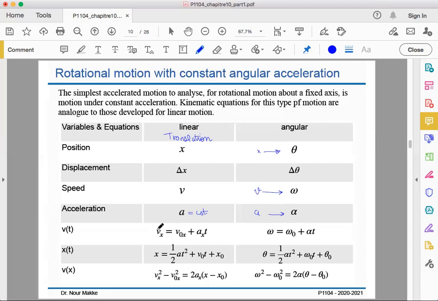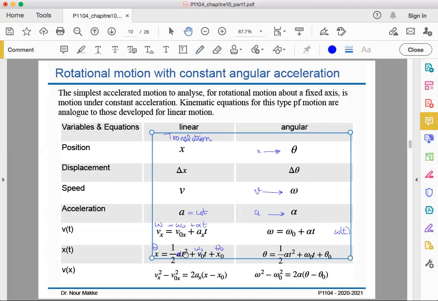So what do we get? Instead of v we put omega, so omega is equal to omega 0 plus, instead of a we put alpha, so we end up with alpha t. This is the equation for the speed as a function of time, omega as a function of time. For the next equation we do the same: instead of x we have theta, so we end up with theta equals half alpha t squared plus omega 0 t plus theta 0, which we have here on the right. And the same for the last equation: omega squared minus omega 0 squared is equal to 2 alpha times theta minus theta 0.